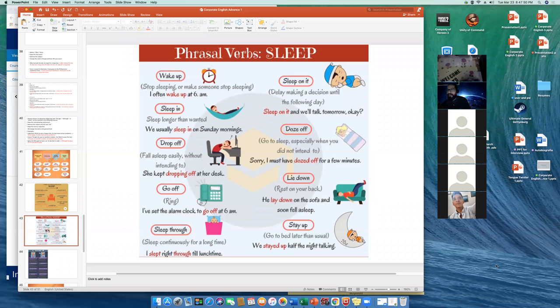let's say you had an alarm. Help me out. I was thinking that maybe it could be something like, "I sleep right through." When you say right, it is because you are telling that it's a specific time. You could use it that way. So you're providing a specific time that is happening. You were supposed to get up, you set your alarm, and you didn't hear it.